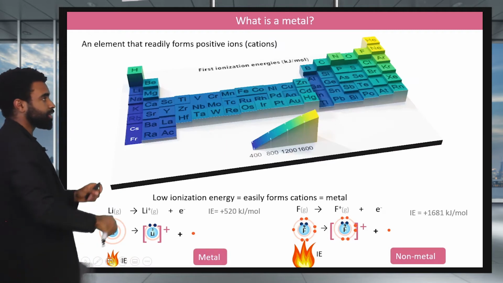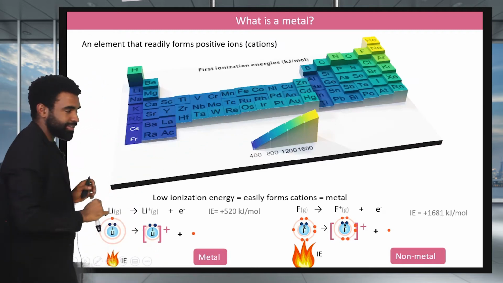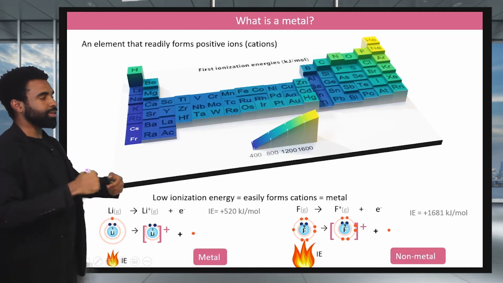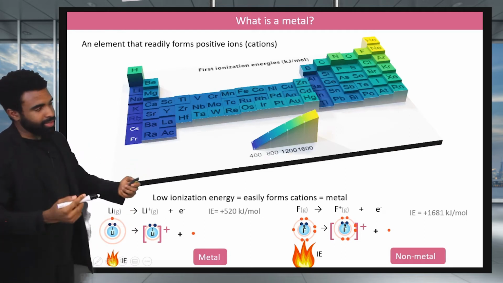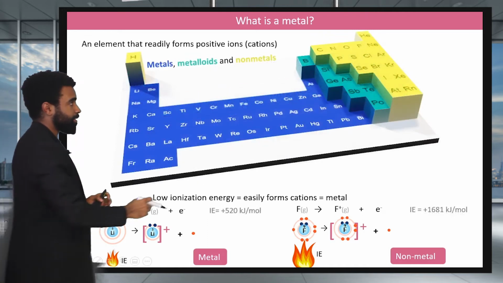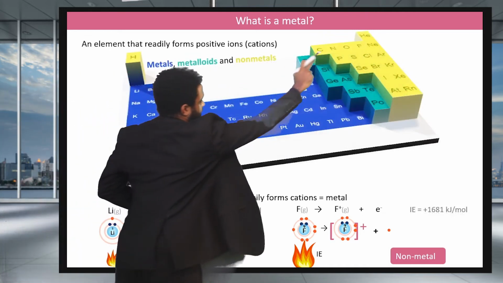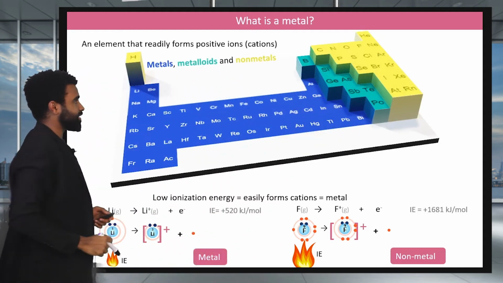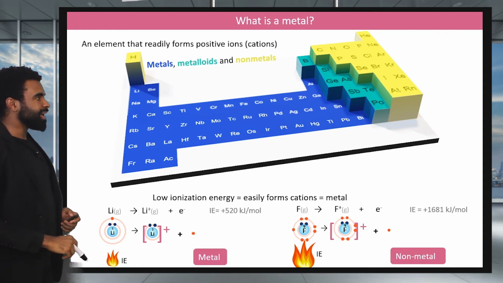Okay, so now we have again this picture, and like I said, we can use this to figure out what are metals, what are non-metals, or what are metalloids. Scientists have done this, and here is the resulting picture. Here we have the metals. In the middle, we have the staircase of metalloids. And then on the right side, we have the non-metals.